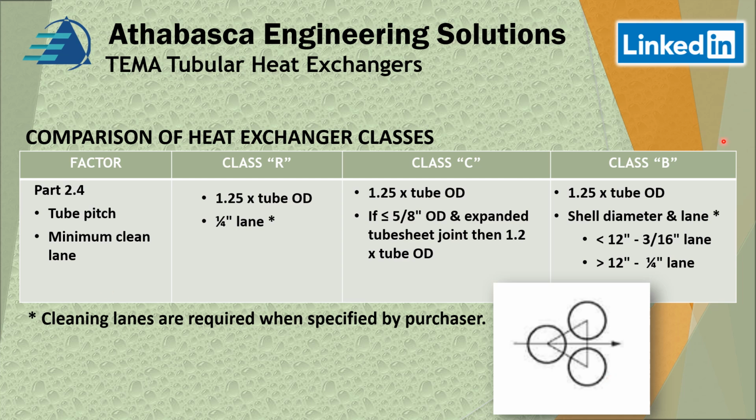Similarly, we still have the same formula for the pitch for Class B, but the shell diameter in the lane is really required by purchasers. So there's a little bit more freedom in specifying that. But basically the defaults are by TEMA, as if you're less than 12 inches, you can use a 3/16 inch lane, and greater than that, a 1/4 inch lane.